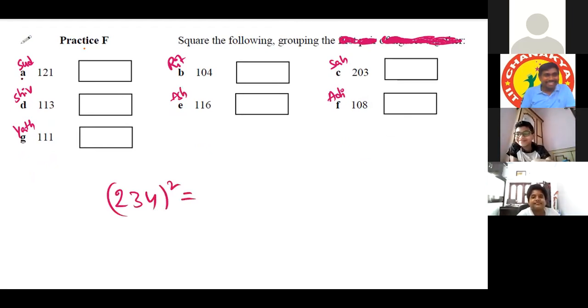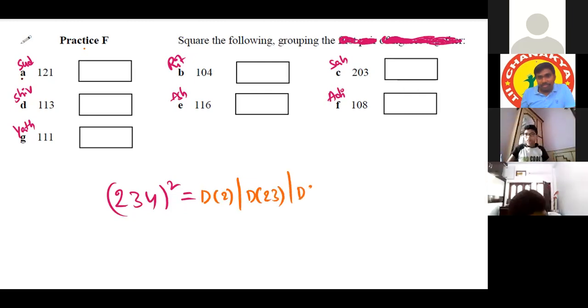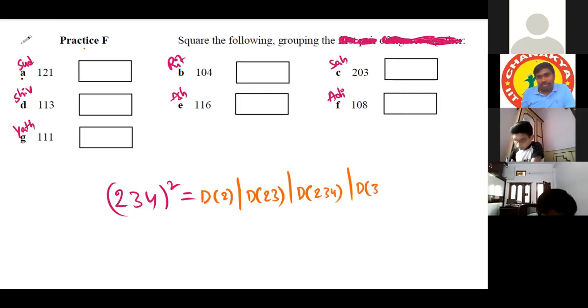See, it is also easy. See here, all of you. First duplex of 2, then duplex of 23, then duplex of 234, then duplex of 34, then duplex of 4. Nothing but this 234 is multiplied by again 234, right? Yes, sir. Three-digit into three-digit multiplication.